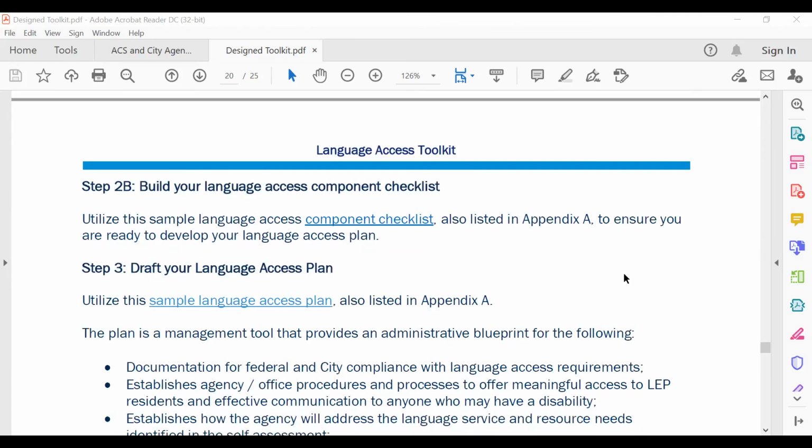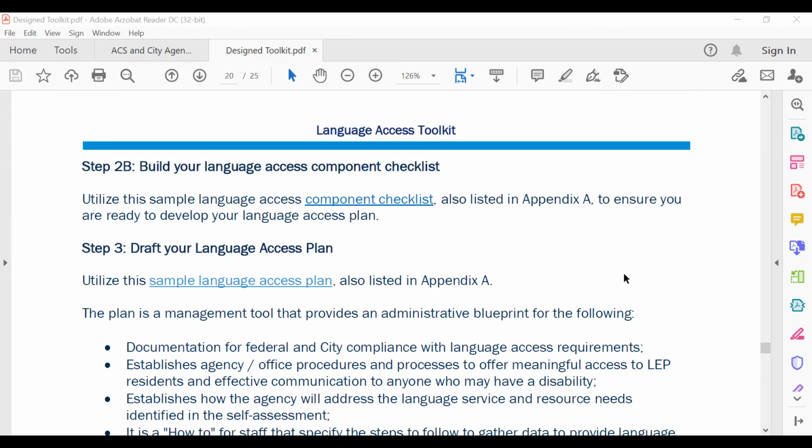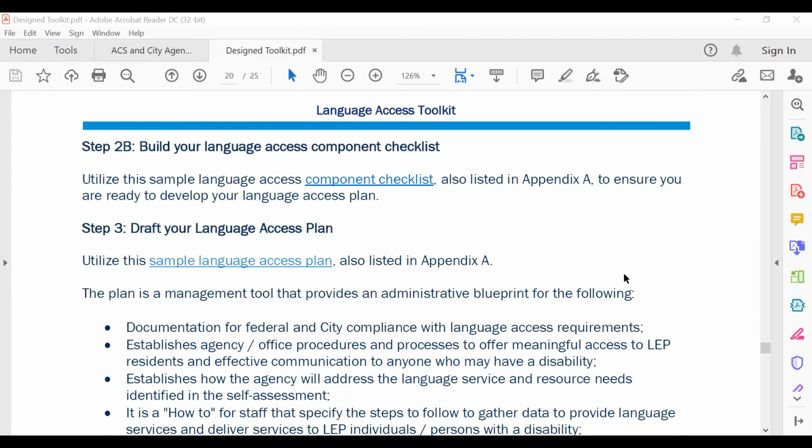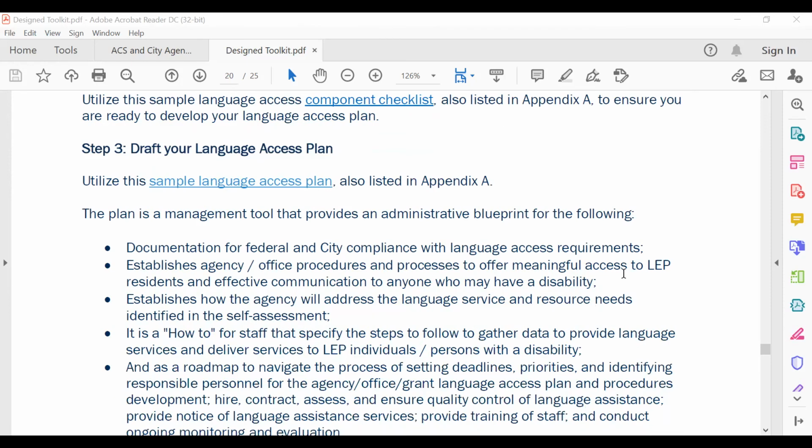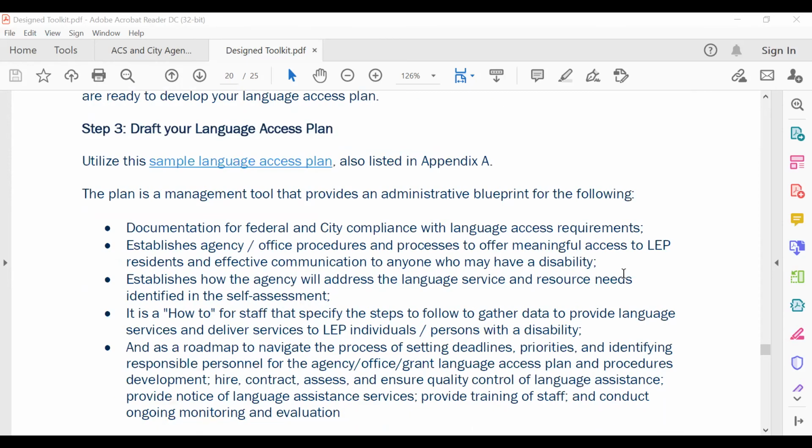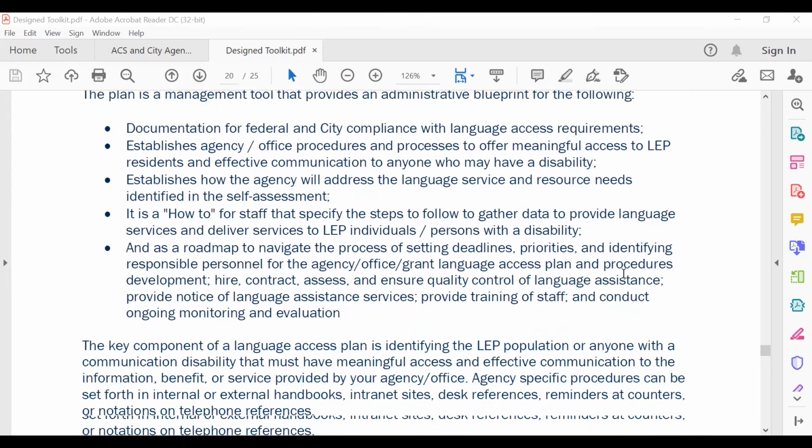Step 2B, you're going to build your component checklist, which again, the template is already embedded here for you. And then you do have a sample language access plan, which will be your step 3. So it is a template and most of it has been filled out. And then there are other things here that can help you and assist you in developing the language for that plan.